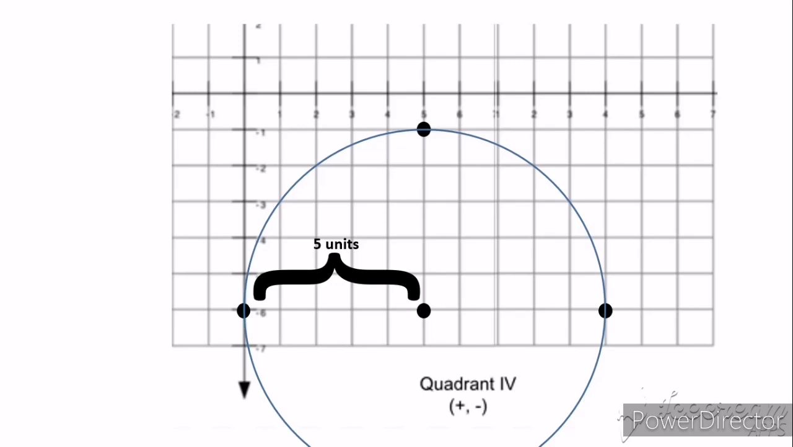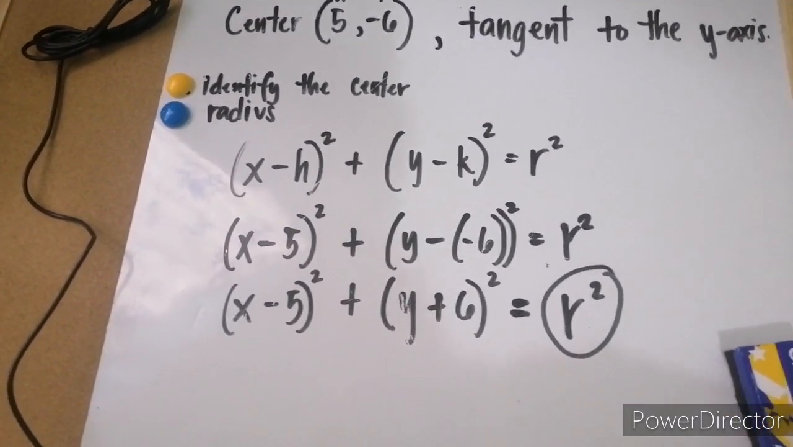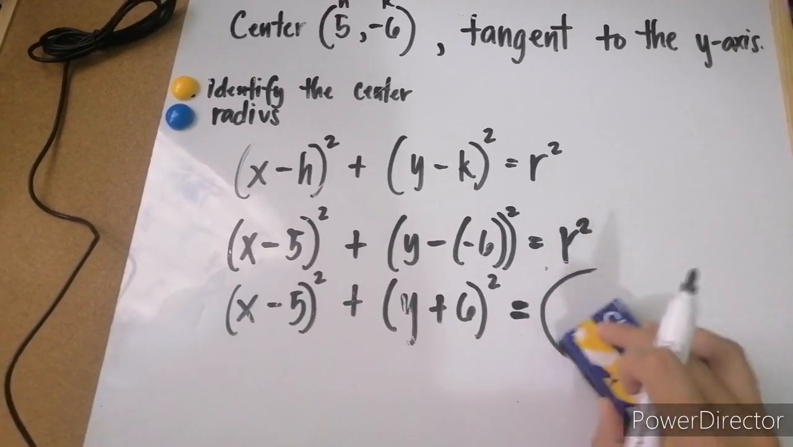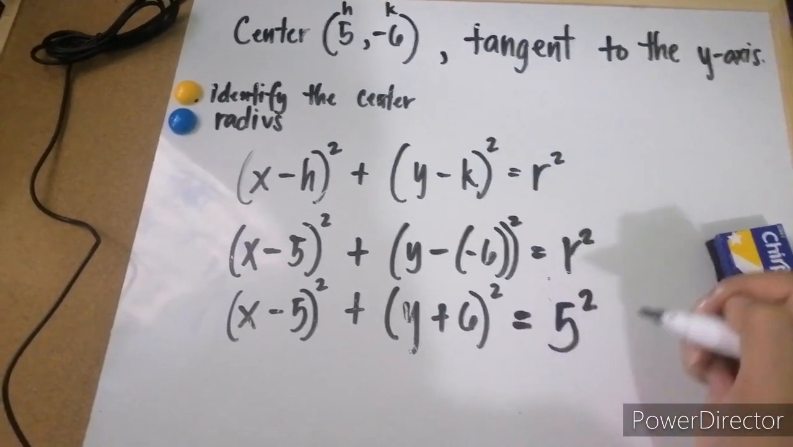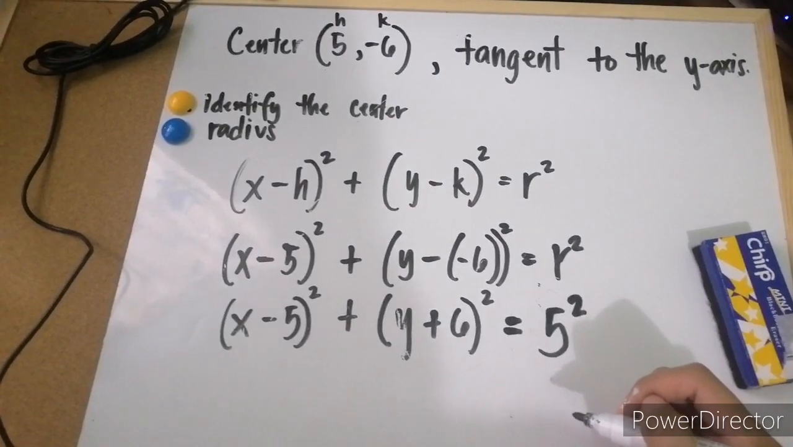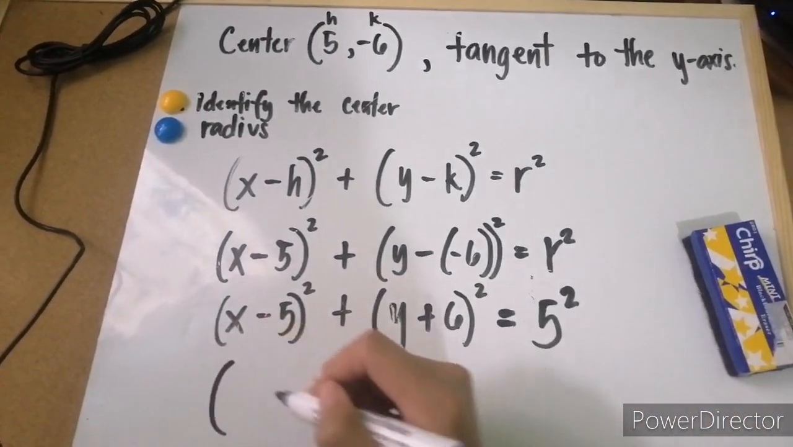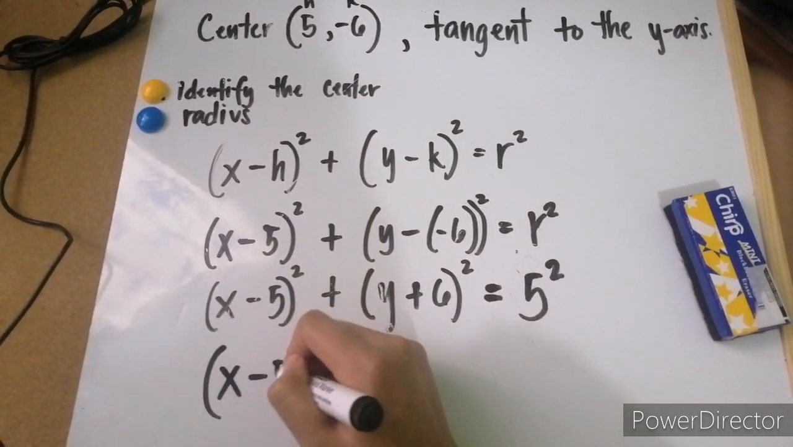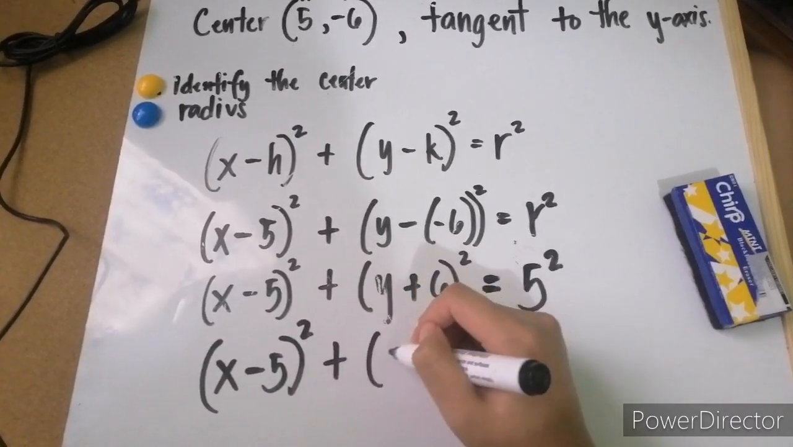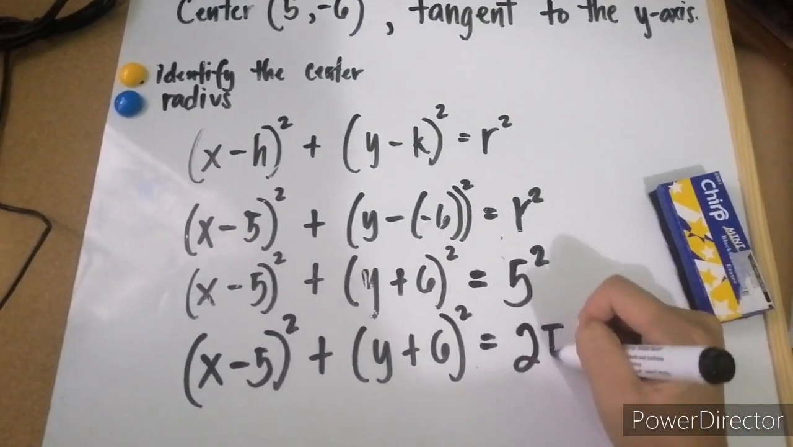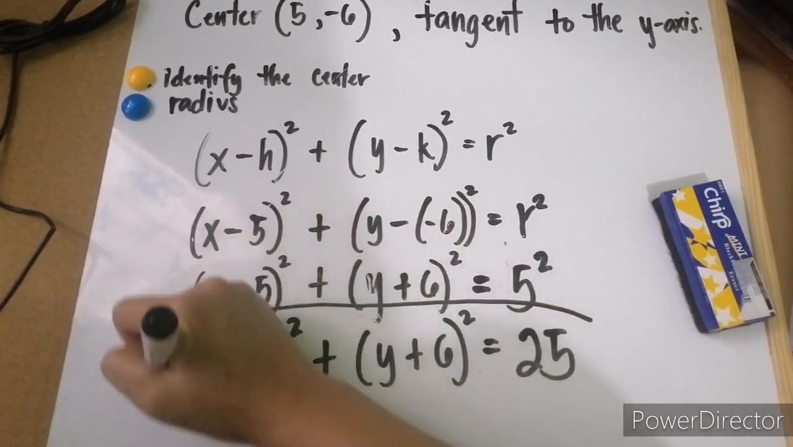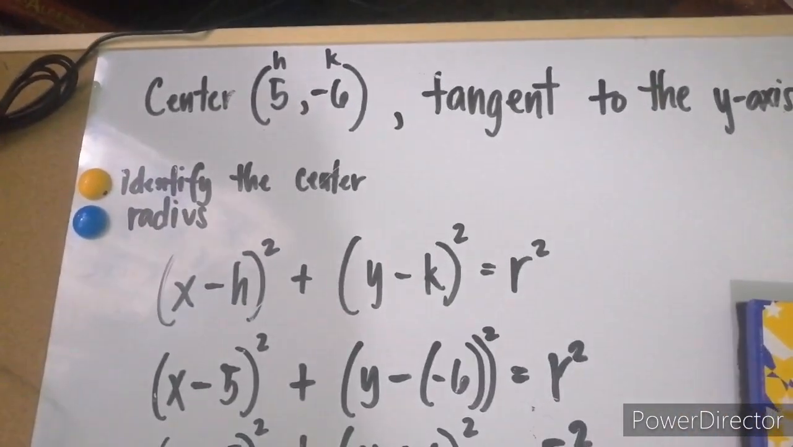Now let's go back to our equation and formulate the final standard equation of the circle. We have now determined our radius, so we can change our r with 5. But take note, that is 5 squared. 5 squared is equal to 5 times 5, which is 25. So our final standard equation is (x - 5) squared plus (y + 6) squared is equal to 25. This is now our final answer to this problem.